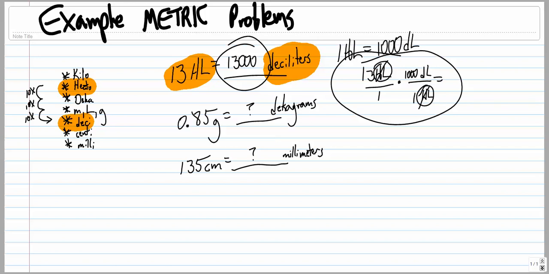For a lot of people, like I said though, it's enough to remember that if you're going down the scale, you slide the decimal to the right. If you go up the scale, you slide the decimal to the left.